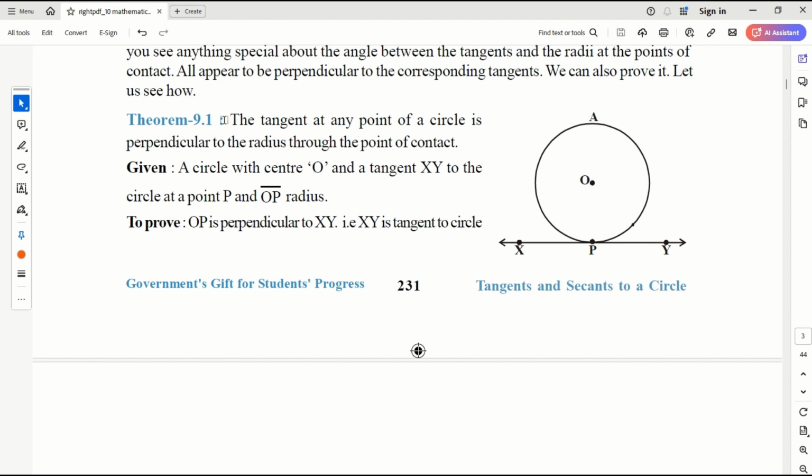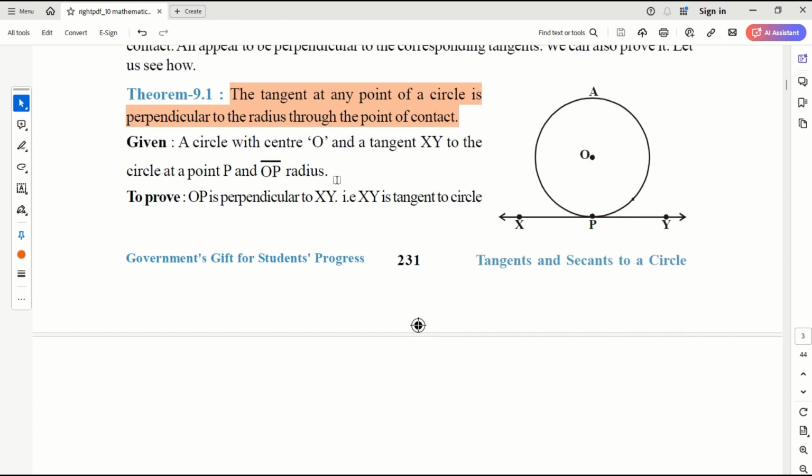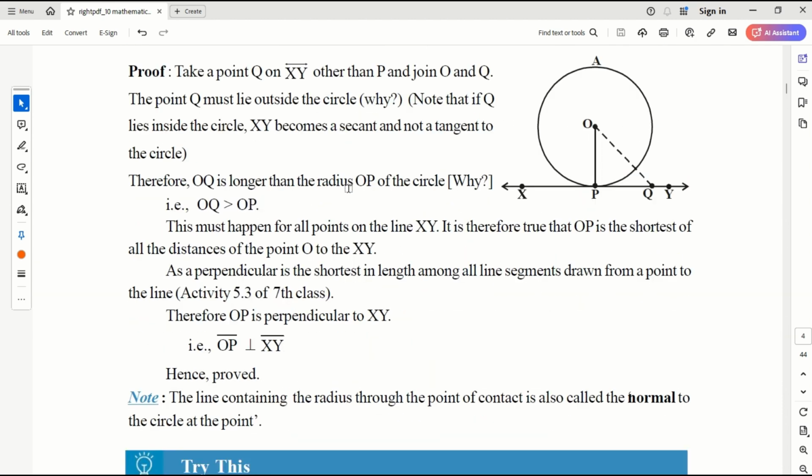How can we do that? Theorem 9.1 says basically that a tangent at a point of a circle is perpendicular to the radius through the point of contact. So XY is the tangent, it is touching the circle at P, so OP is perpendicular to XY. This is what we should prove.